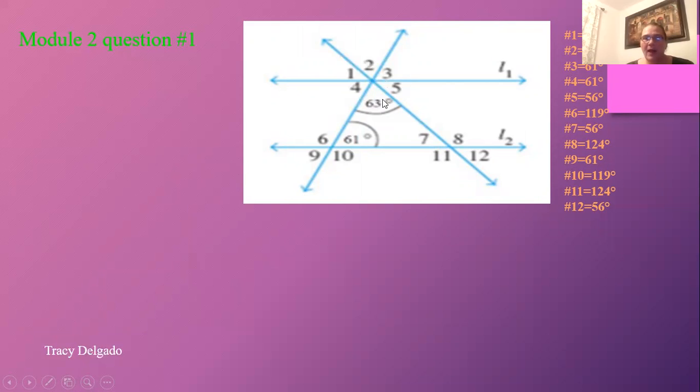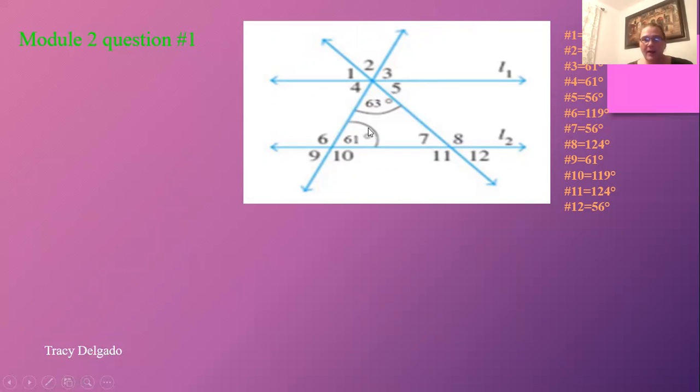Angle 3 appears to be the same as this one, 61 degrees. Angle 4 is also going to be 61 degrees. Angle 5 is 56 degrees also, because it's the same as 1. Angle 6, since 4 was 61 degrees, we're going to take 180 and subtract 61 from that, and that gives us 119 degrees. Angle 7, as we stated, is 56 degrees. Angle 8, angle 5 was 56 degrees, so we're going to do the same thing. 180 minus 56 gives us 124.